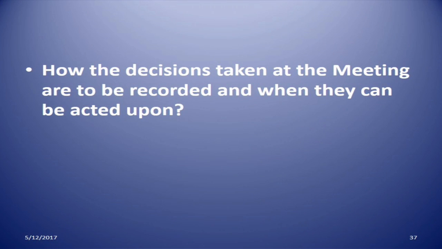How are the decisions taken at the meeting to be recorded and when can they be acted upon? The decision taken at the meeting may be recorded in two forms, either in normal continued language or in the form of a resolution. Now, when the decisions can be acted upon has been very beautifully prescribed in the standard: if a draft of the resolution was placed before the board and it has been approved as such by the board, then it can be acted upon immediately after the conclusion of the board meeting.